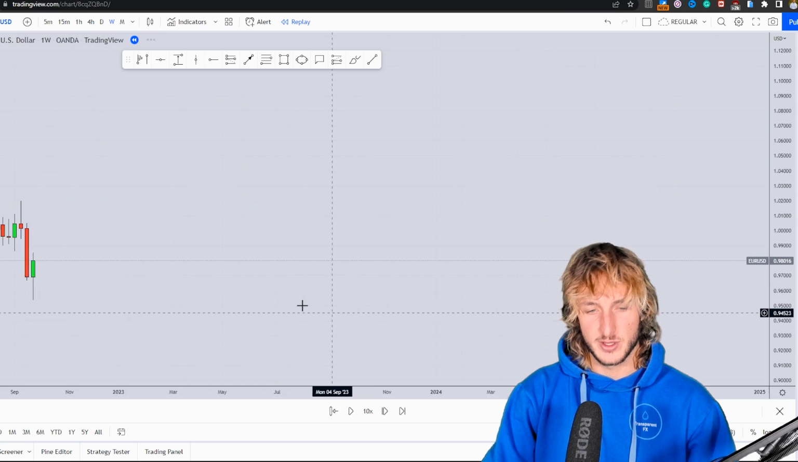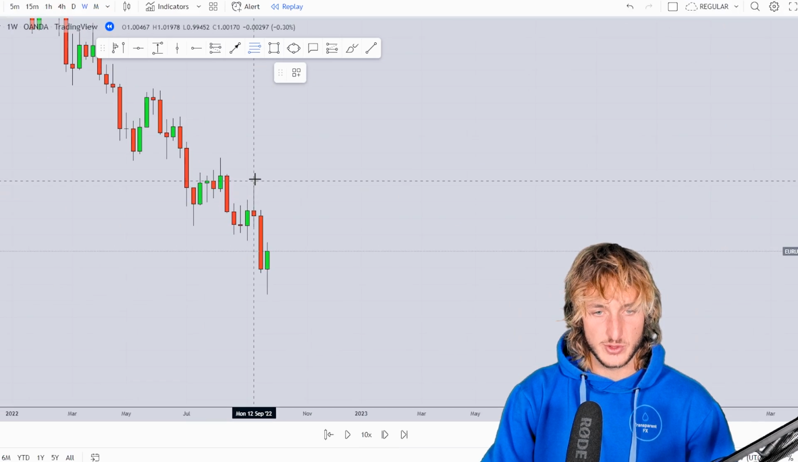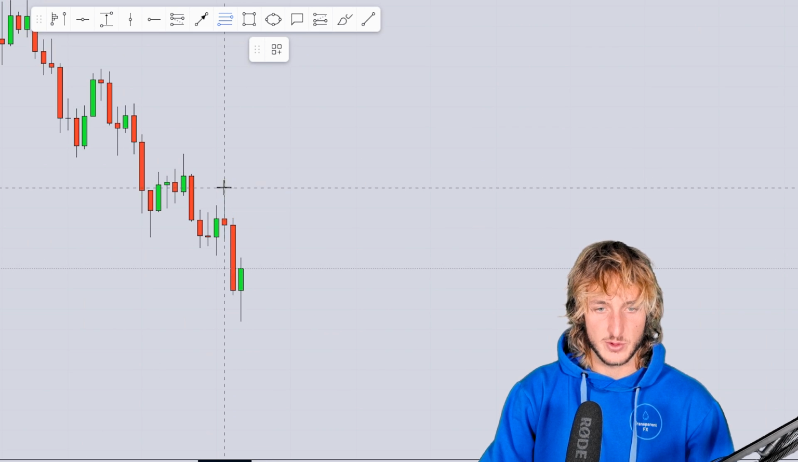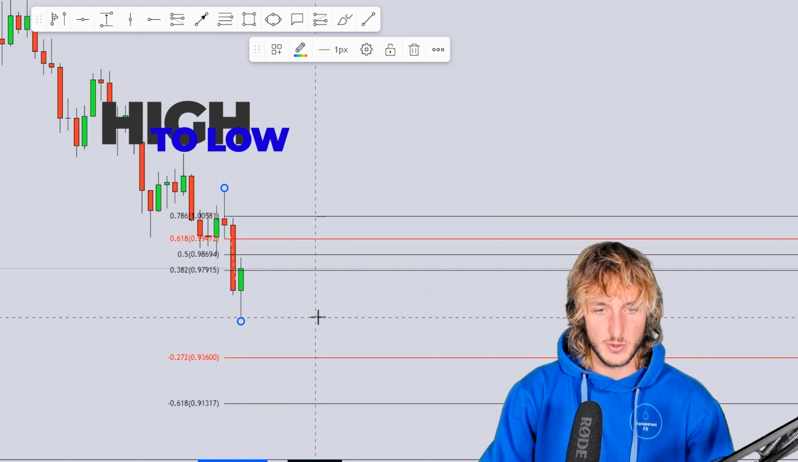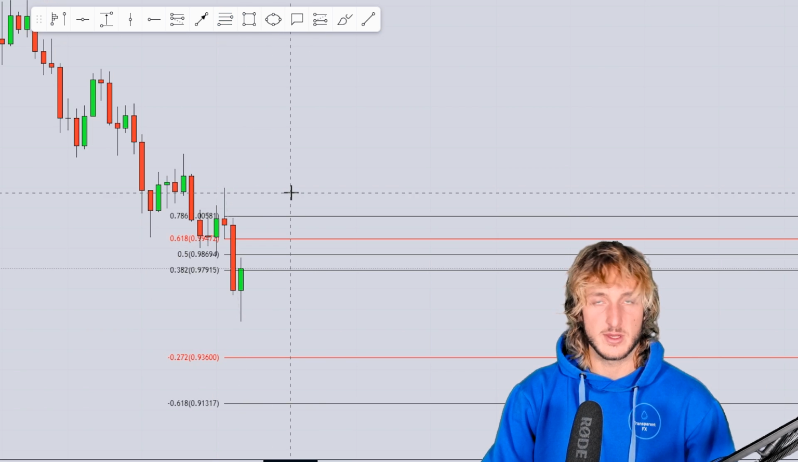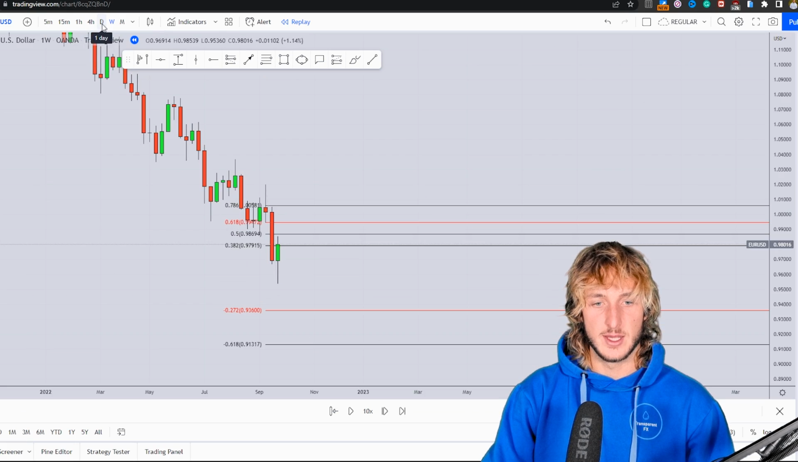Let's see if, for example, here, I can give you even more examples. So you have the impulse to the downside, the market starts the correction. You take your Fibonacci from the high to the low. You can see that there's nothing else that you can take here on the weekly time frame.